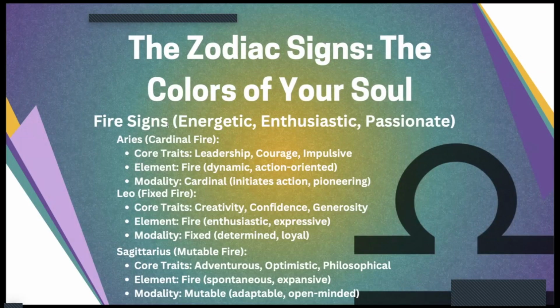To take it back, Aries is ruled by Mars, co-ruler Pluto. For Leo, Leo's ruled by the sun. Sagittarius, ruled by Jupiter, co-ruler Neptune.